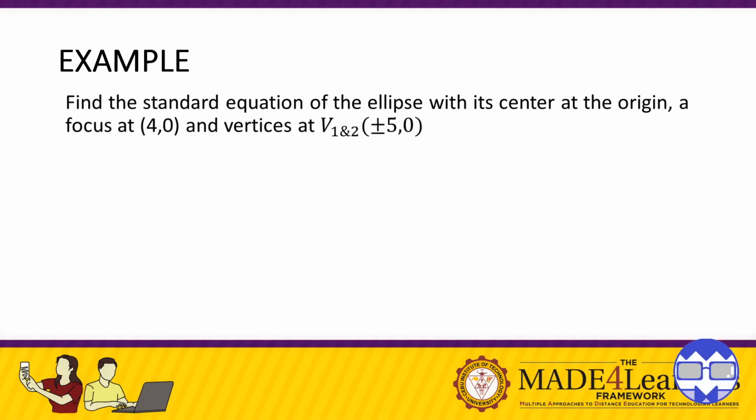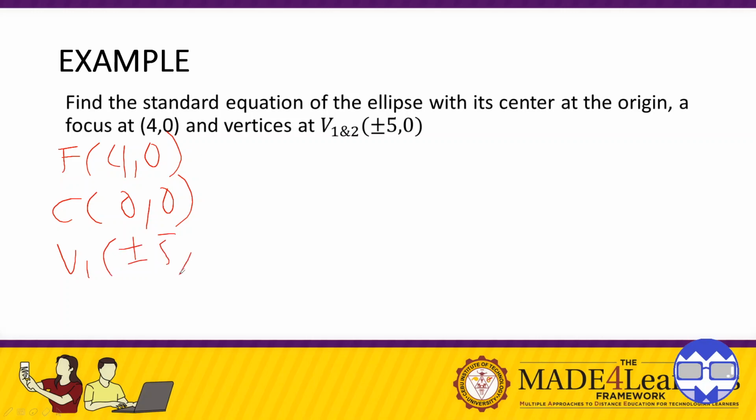Solving for the equation, we simply need to write the givens first. We have the focus at (4, 0). We have the center at the origin, so the origin is (0, 0). And we have V1 and V2 at (plus or minus 5, 0). The most important thing here is to know what is the value of a, what is the value of b, and what are the values of h and k.